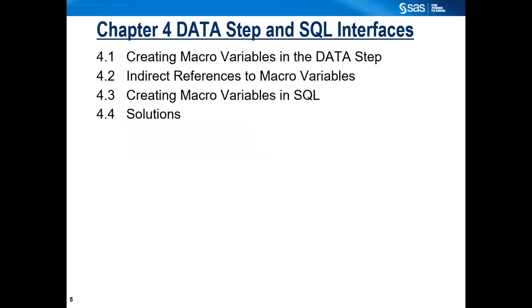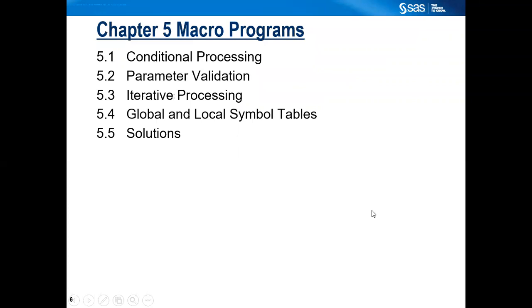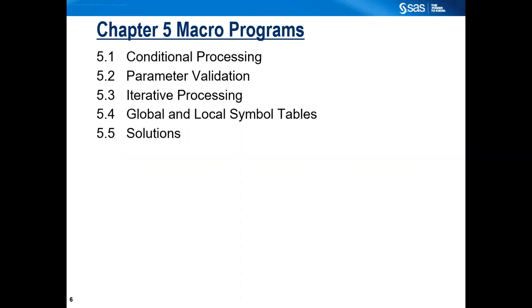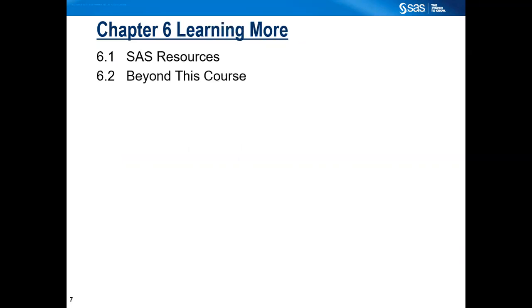Lesson 4 is all about interfaces, wherein a data step interface and your SQL interface, how one can create macro variables, and you can indirectly reference the macro variables and create macro variables in SQL. Then the fifth lesson would be all about macro programs, conditional processing, parameter validation, iterative processing, and we'll understand the concept of global and local symbol tables. So ideally there are 5 lessons which we are going to cover. Sixth is just about how you can explore more into macros. That's not a lesson, but just a practical overview. All right, so this was overall what we are going to learn with macros.